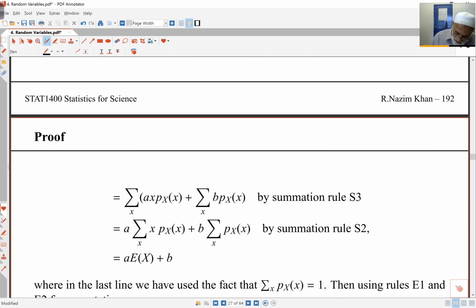In this part, a is a constant, so I can take it outside the summation. Here the b is a constant too, and I can take it outside the summation. This doesn't depend on the x. Then I've got a times the sum of x times p(x), and b times the sum of p(x). This is just the mean of x, the E of X. And because I'm adding all the probabilities, that sum should be equal to 1. So all I get is a times the mean of x, plus b.